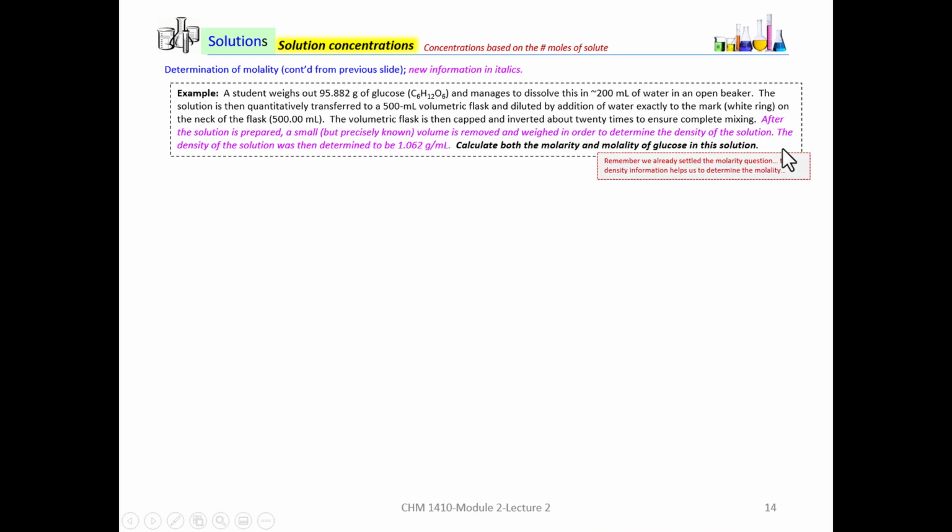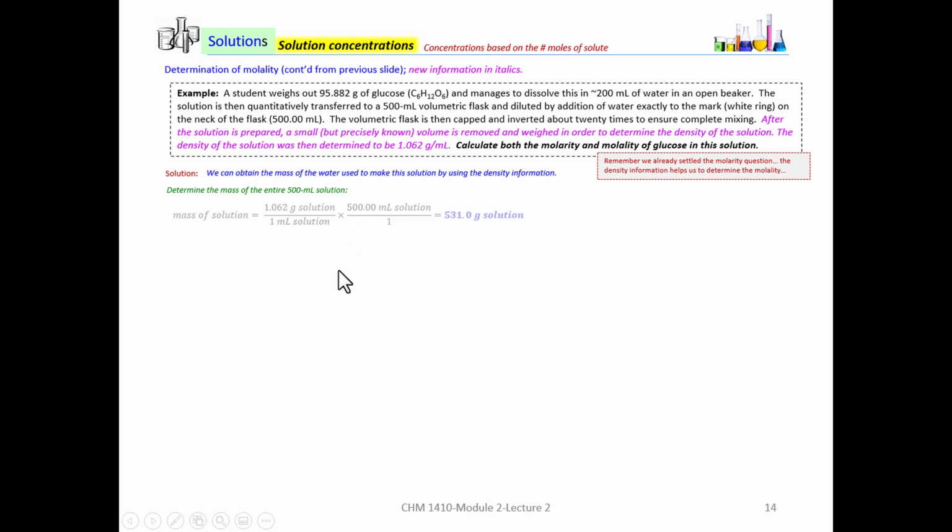Well, recall we've got the molarity question settled. We're stuck on the molality part. What we need to do is obtain the mass of the water, the mass of the solvent used, and we can do this by using the density information. What we're going to do is determine the mass of the entire solution. So the mass of the entire solution would be the density, 1.062 grams per milliliter of solution, times the fact that we have 500 milliliters of solution. So we have 531 grams of solution.